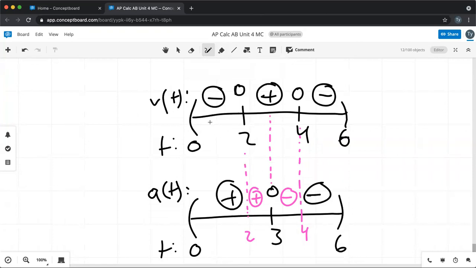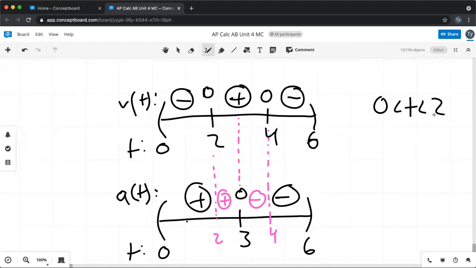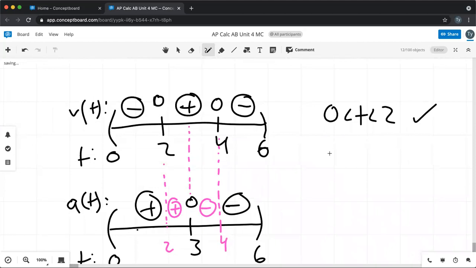If we look at each of these regions, from 0 to 2 we have a positive acceleration and a negative velocity. They have opposite signs. That means from 0 to 2, speed is decreasing. What about from 2 to 3? Well, we have a positive velocity and a positive acceleration. So they have the same sign. That means the speed is increasing. This is not what we want.